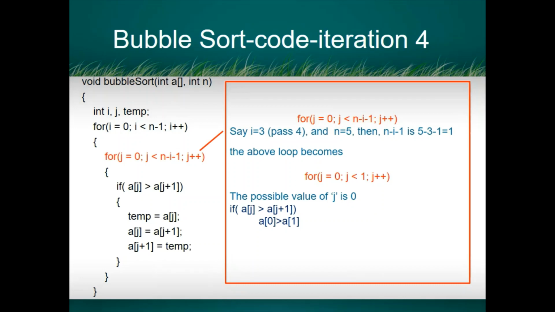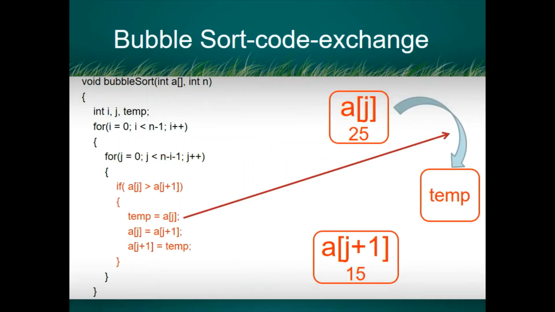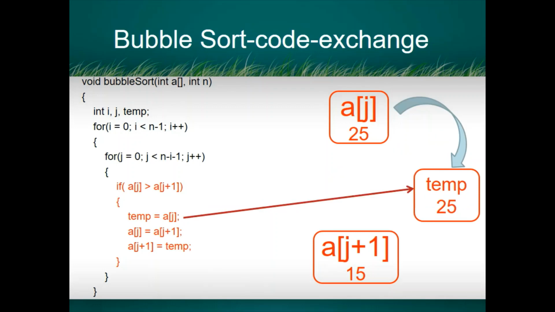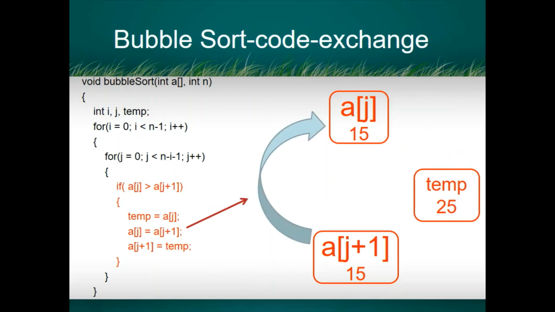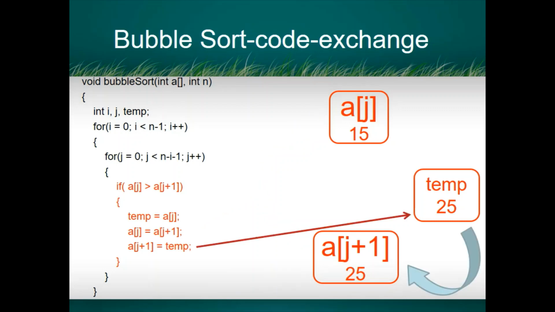Now exchange. Just now I told you bubble sort is also called exchange sort. Here a of j and a of j plus 1, both values are exchanged. To do this, we took a temporary variable which is called temp. Then there are three steps we need to follow to exchange the values. First, a of j value is stored in temp. Then a of j plus 1 is stored in a of j. And finally, this temp value is stored in a of j plus 1.